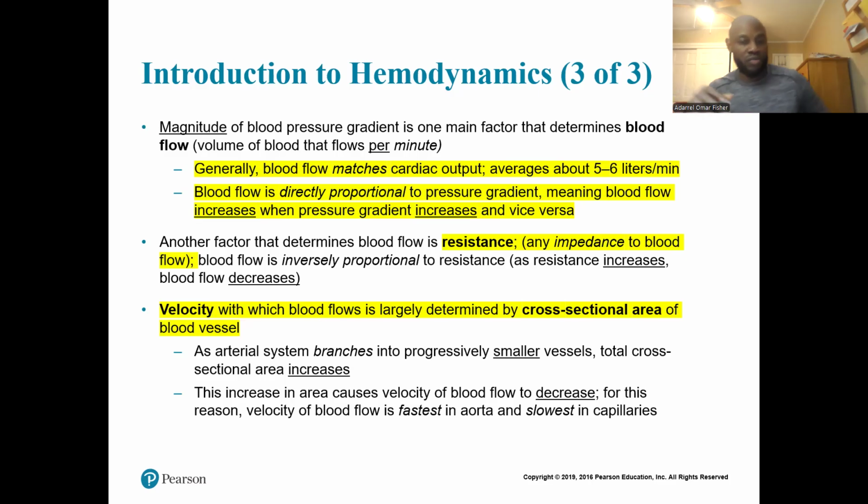Velocity with which blood flows is largely determined by cross-sectional area. The bigger the artery, the bigger the vein, the bigger the lumen, the more blood flow. The smaller the lumen, the less. It will change the velocity of the blood flow, right? So in smaller vessels, total cross-sectional area increases. This increase in area causes velocity of blood flow to decrease.